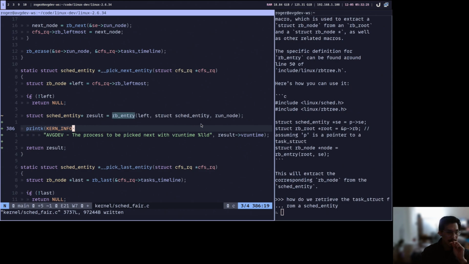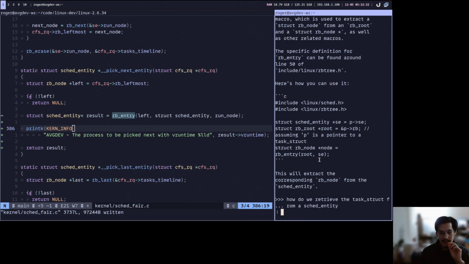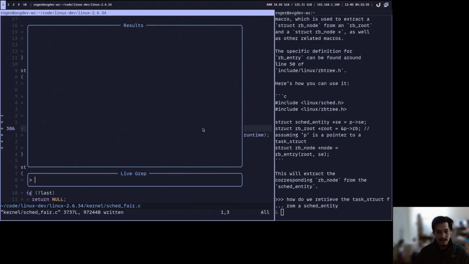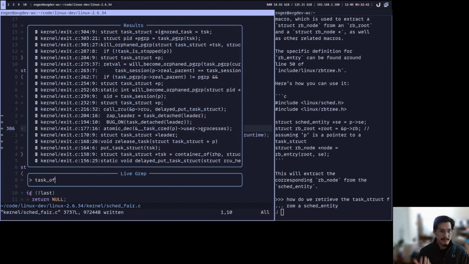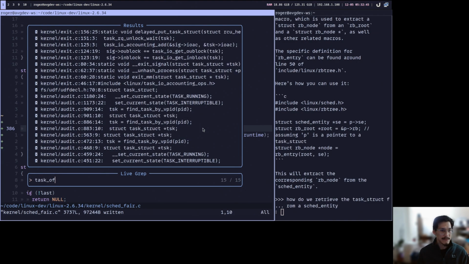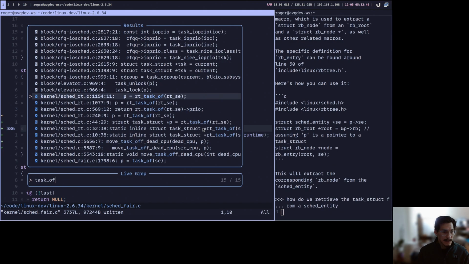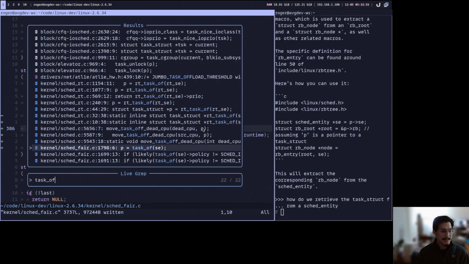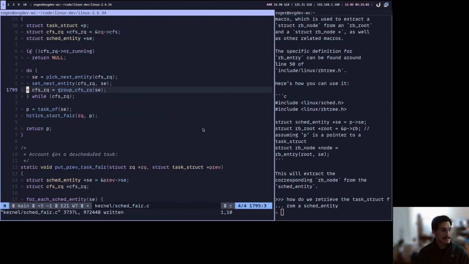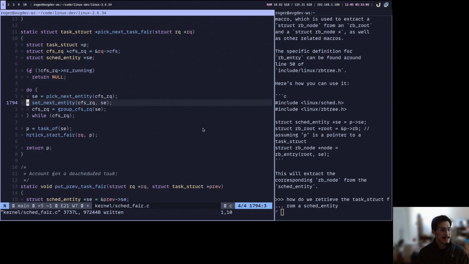Okay. All right. So I'm guessing that we can use something like task of or task of sketch entity or something like that. In fact, let's see if we can do something like that. So task of, I saw something was like task of, but I'm not sure if RT task of, is there like a, oh, task of SE. Ooh, that's interesting. Task of SE. What is this? Task struct. Pick next task type. So this is a scheduler entity, which is a pointer, and the task of. Let's do that. Let's go.